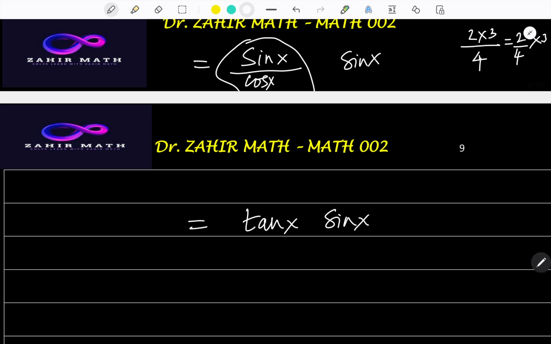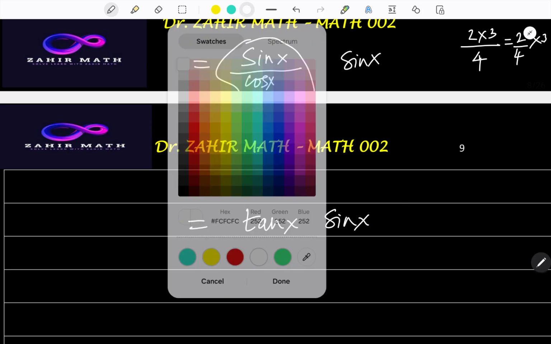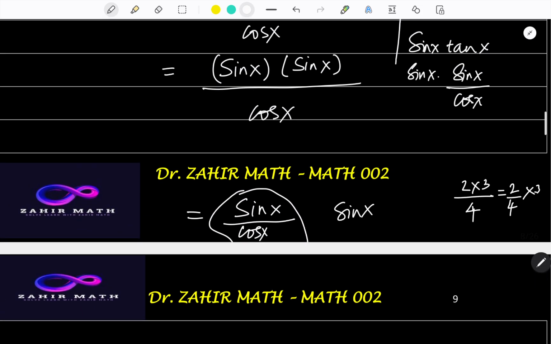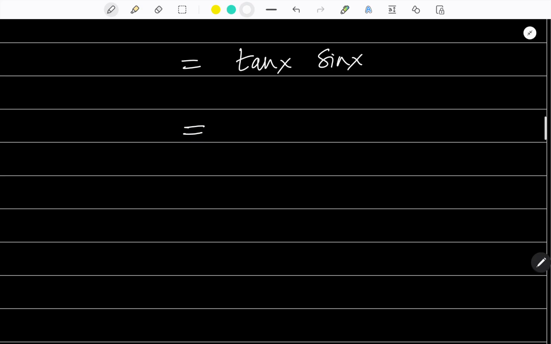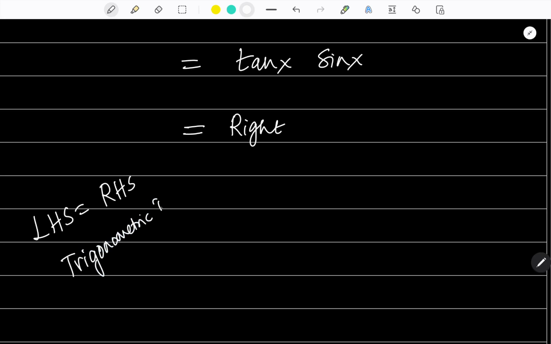Look at the answer you want to bring. The answer you are going to bring is sine x tan x. So we got the same thing, which is equal to the right hand side. So the LHS is equal to RHS. Therefore, the trigonometric identity is verified. At the end of the solution, please write LHS is equal to RHS. Therefore, I verified the trigonometric identity.